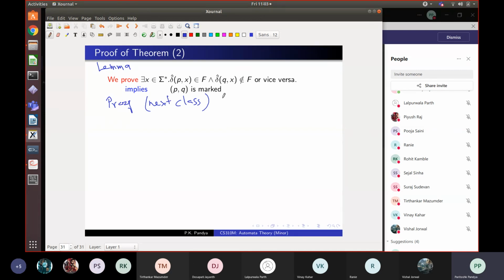So I will give you a hint. The proof is by induction on the length of a string X. That is what we'll do. We'll first prove this lemma where X is of length 0, that is, it is epsilon, and then assuming that it holds for all strings X, we'll try to prove it for the string XA. Okay, that is how we'll try to do it. So that is the method.